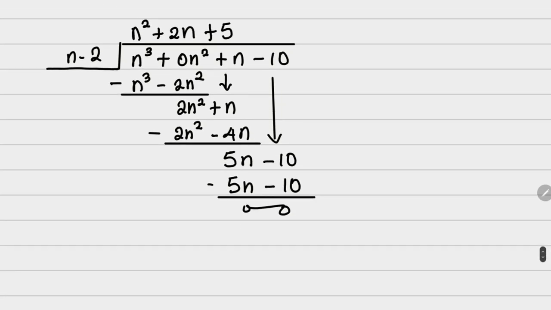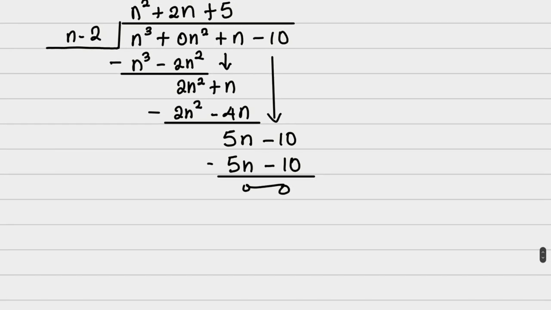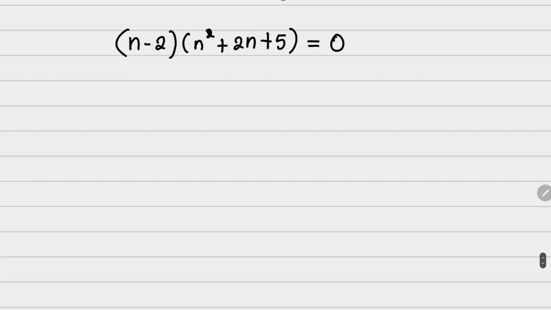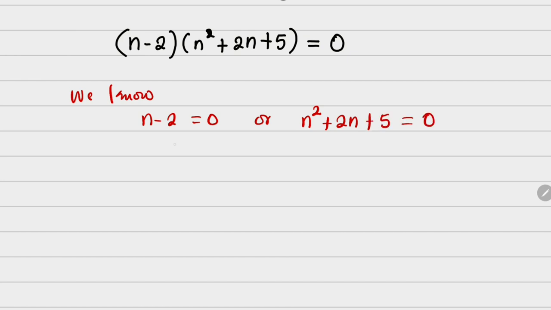So it is actually factorizable because it's a factor of it. So in summary, what I have now will be n minus 2 times n squared plus 2n plus 5. Everything is equal to 0. Now, recall we know that we are going to have n minus 2 equals 0, or we are going to have n squared plus 2n plus 5 equals 0. Now, in this situation, we know that our n is equal to 2. So this is one of the solutions.